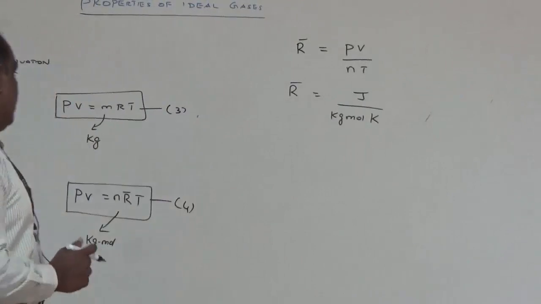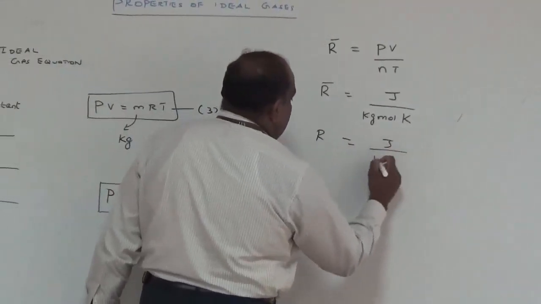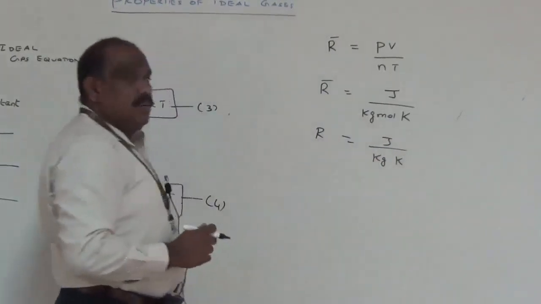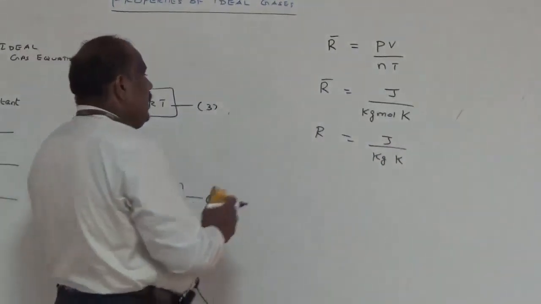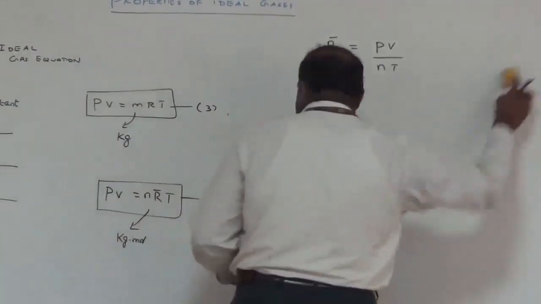Whereas the unit of R is joule per kilogram Kelvin. So this is based on mass basis, and this is based on molar basis. Okay, so this is the unit of R bar.